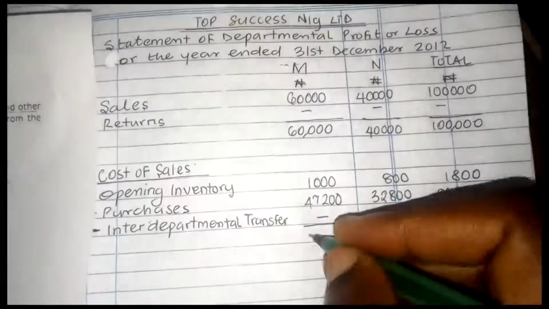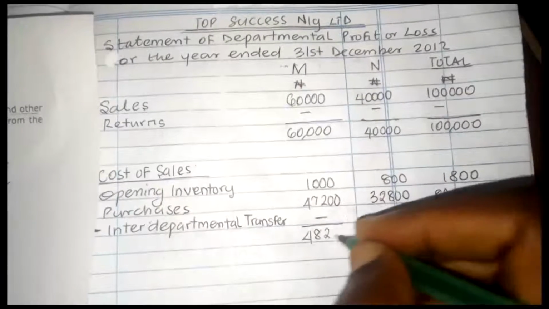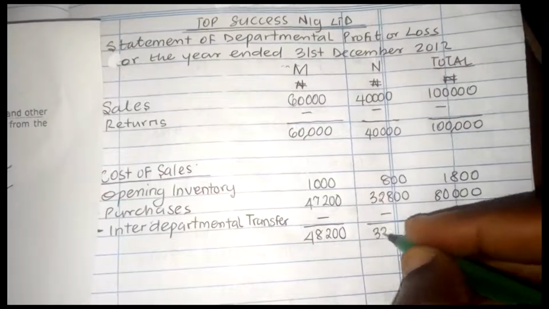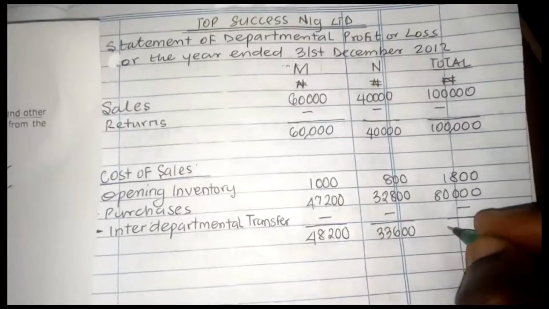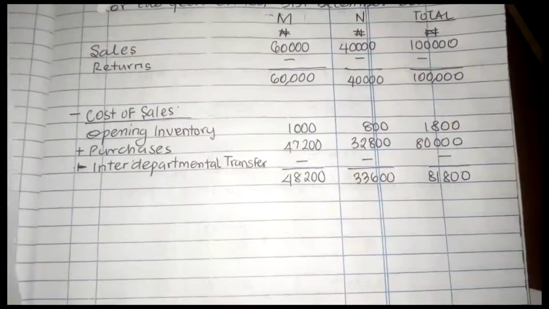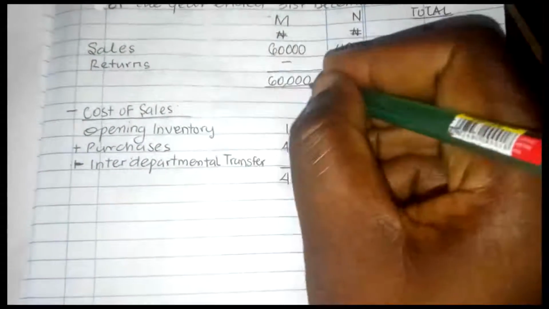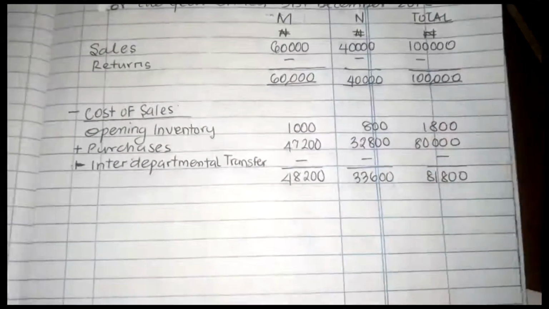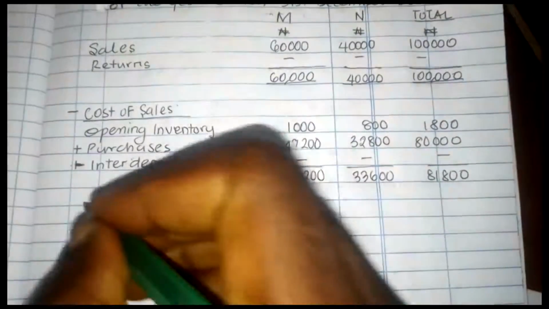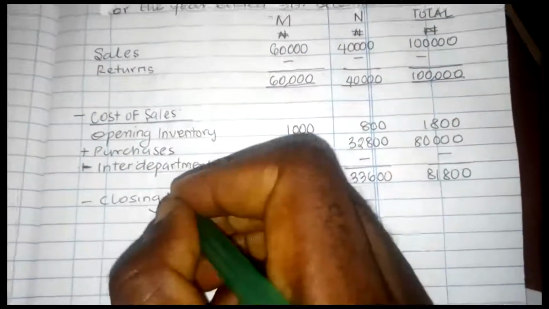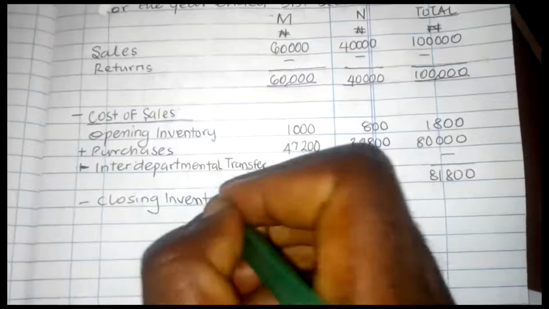Okay, so the total for this is 48,200. The total for this is 33,600, and the total here is 81,800. All right, class, so then you will close this with a single line. Take note, with a single line. Are you with me now? Then you will less, that is minus, closing inventory. So you write closing inventory.